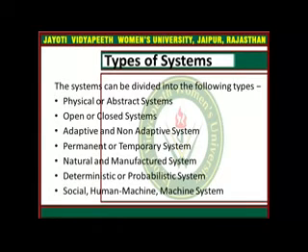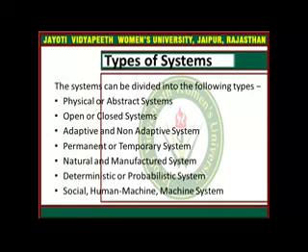Now the next one is permanent or temporary system. Permanent systems persist for a long time. For example, business policies. Whereas temporary systems are made for a specified time and after that they are demolished. For example, a data system is set up for a program and it is disassembled after the program.